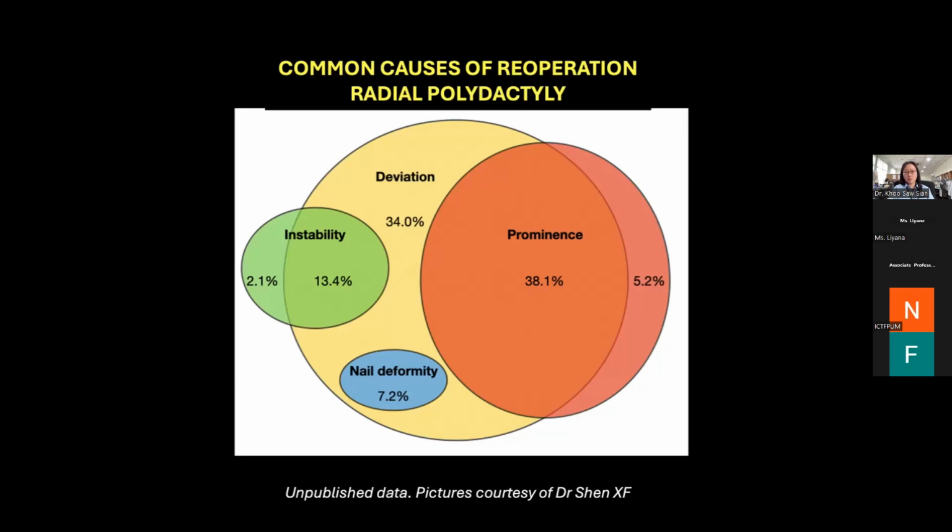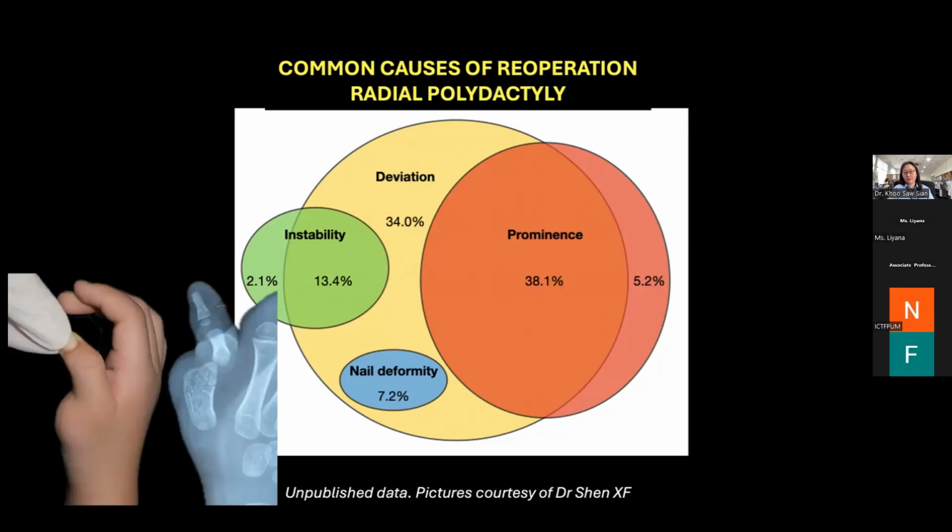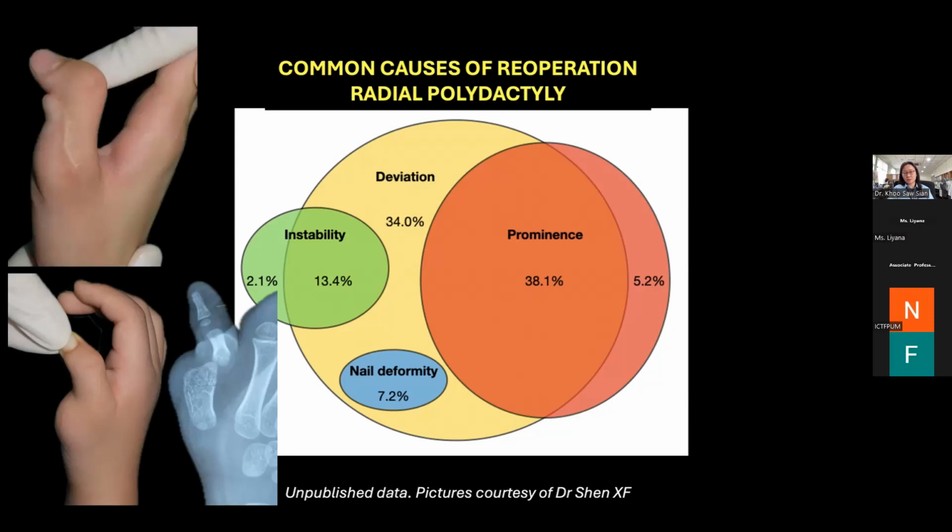So, common causes of reoperation in radial polydactyly. The first most common reason is prominence. That is very common in type 4 deformity, where there is failure to deal with the metacarpal bone, to reduce the bone and to do a corrective osteotomy. The second type is deviation, about 34%, just like I mentioned just now in the type 4D, where tendon rebalancing was not done.